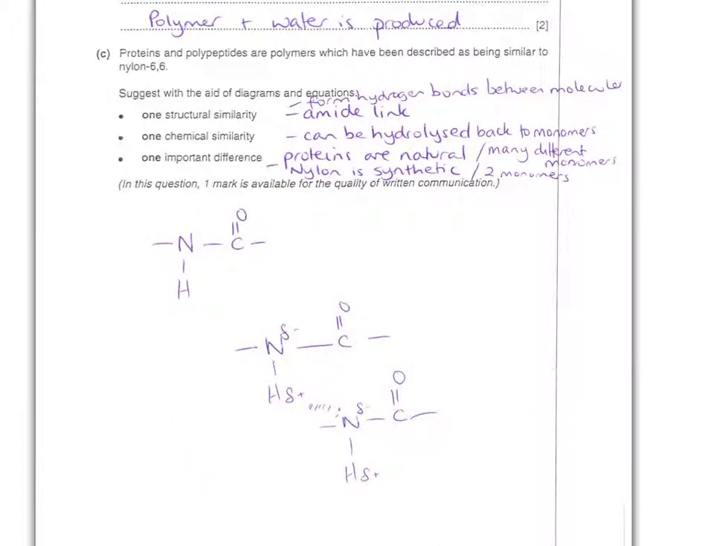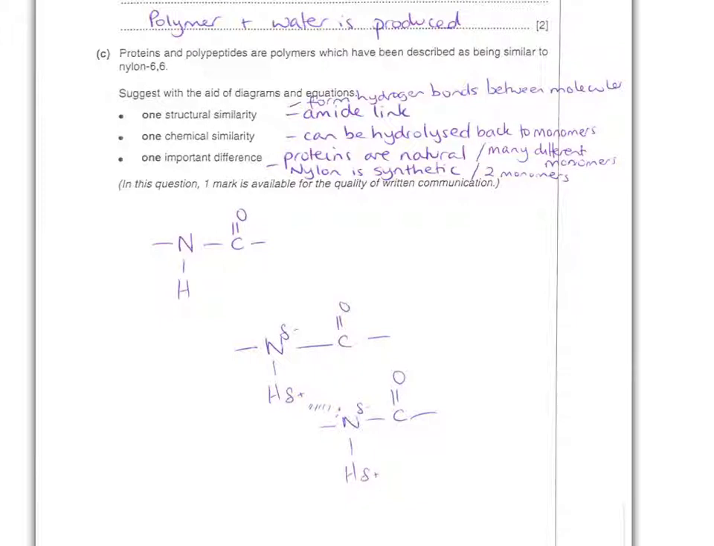Because proteins and polypeptides have both got amide links joining together the amino acids, they're similar to nylon, because nylon also forms an amide link where an amine group reacts with a carboxylic acid group. So a structural similarity between nylon and a protein or polypeptide would either be the presence of the amide link or possibly the fact that hydrogen bonds can form between molecules, and you might want to draw a diagram either just to show the hydrogen bonding between the molecules or simply to demonstrate that you understand that this is the peptide link that is the similarity between them, or the amide link.